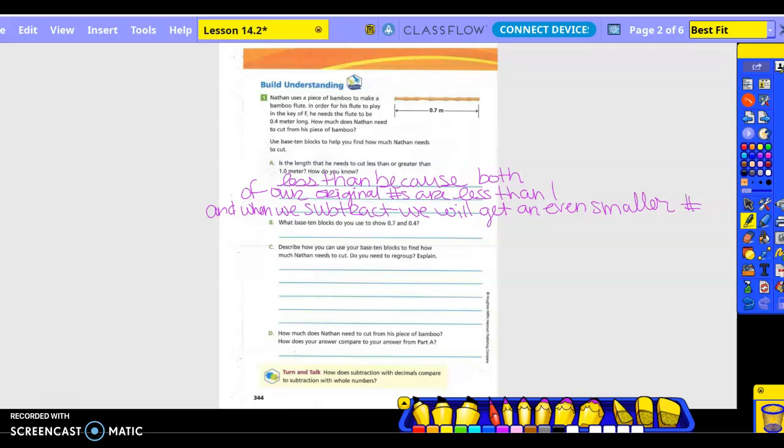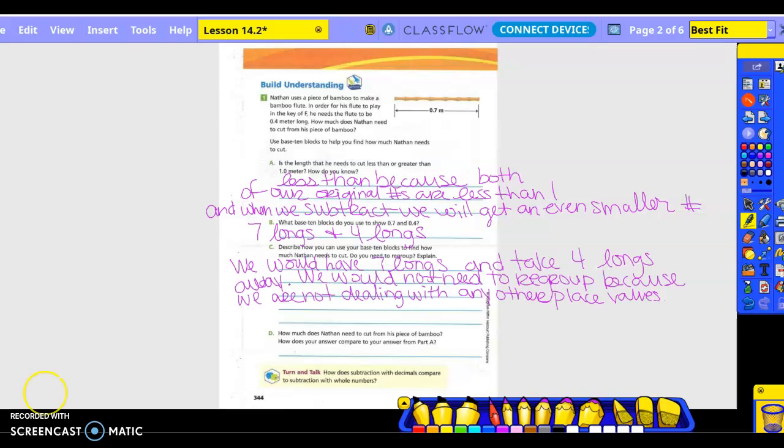Okay, so what base 10 blocks do you use to show 7/10 and 4/10? So we would have 7 longs, right? And 4 longs. Describe how you can use your base 10 blocks to find how much Nathan needs to cut. Do you need to regroup? Explain. So we said we would have 7 longs and take 4 longs away. We would not need to regroup because we are not dealing with any other place values.